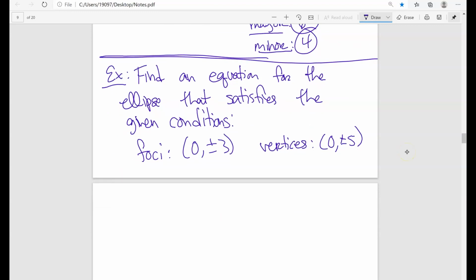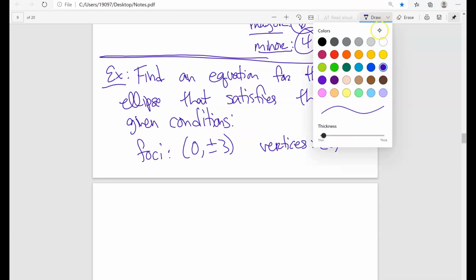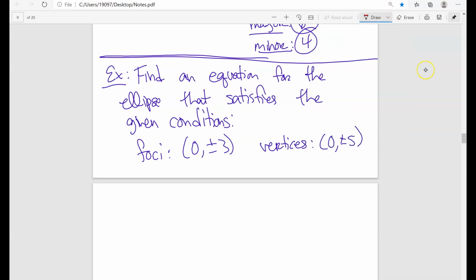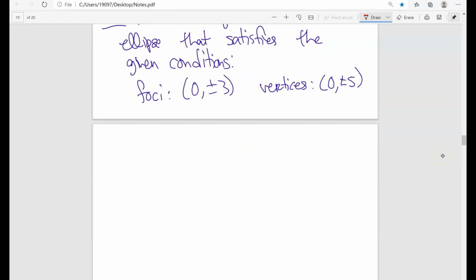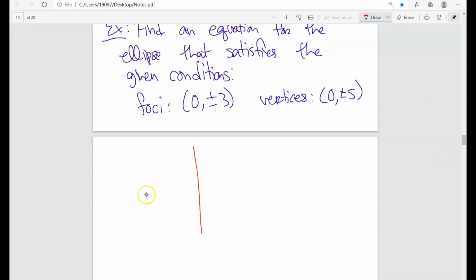Okay, so why don't we start off by trying to graph this guy. So the vertices are going to be 0, comma 5. So along the y-axis, you see 0, 5: 1, 2, 3, 4, 5. You can see that the major axis is going to be vertical. Okay, so it looks something like this. We see that the foci are going to be plus or minus 3. So it's 3 here and negative 3 here. That's sort of the foci.